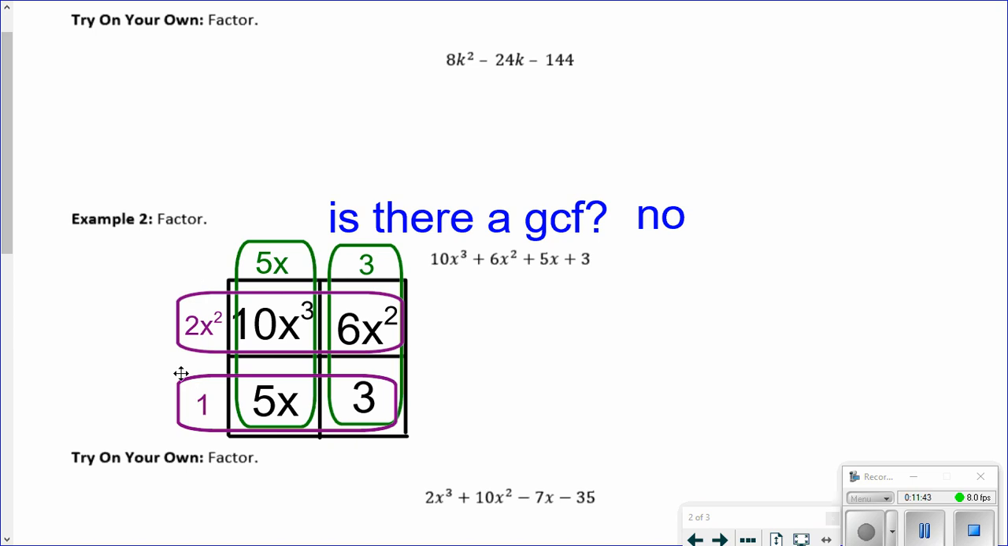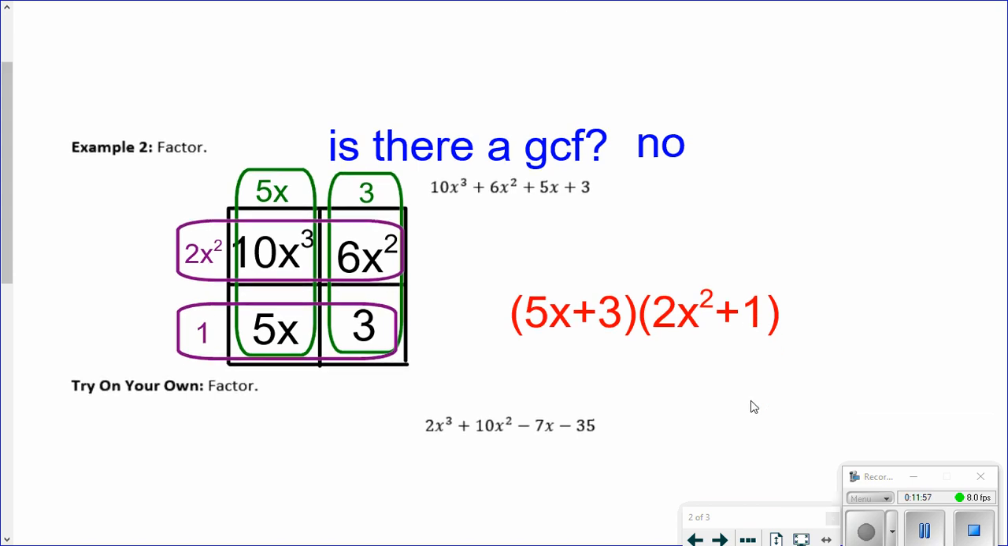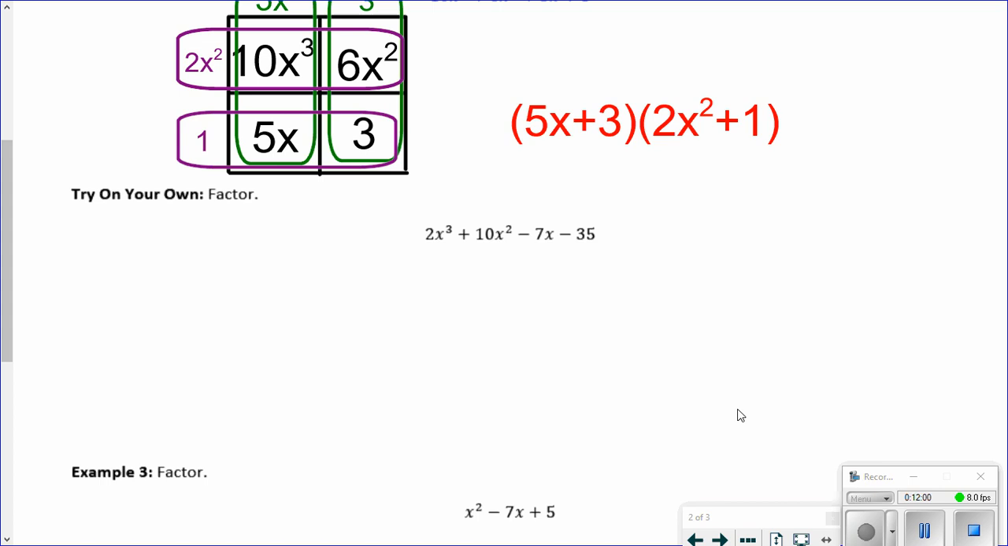Now that I have my 2 sides filled in, I can write out my binomials. So I have 5x plus 3 and 2x squared plus 1. And now you guys will try this one on your own.